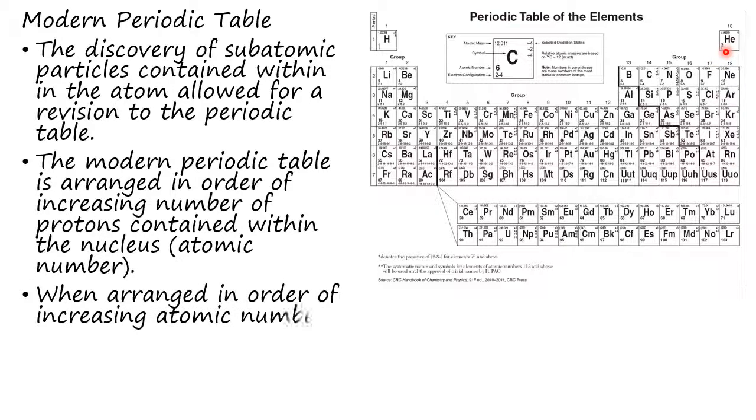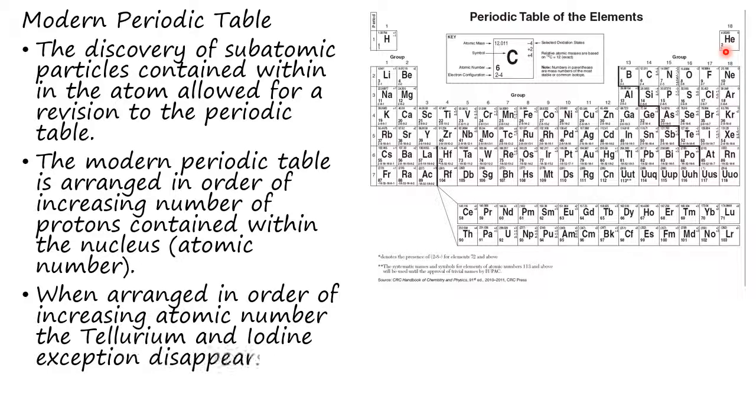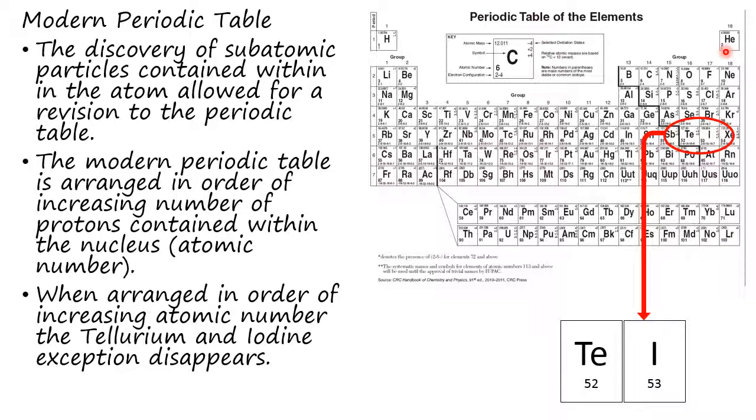When arranged in order of increasing atomic number, the tellurium and iodine exception disappears. So if we look at tellurium and iodine again, now that they're arranged according to the number of protons in the nucleus, now they're arranged correctly, where tellurium has 52 protons and iodine has 53 protons. So now, since the elements are arranged according to increasing atomic number, that exception is no longer an exception.